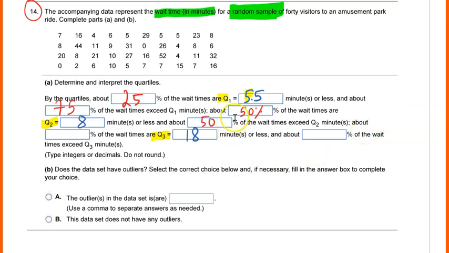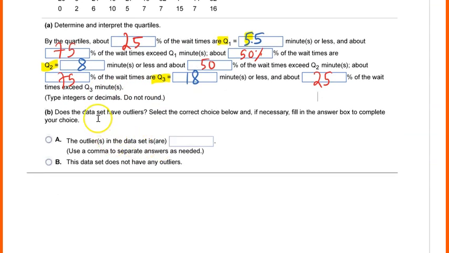You already have a percentage on the back of the box. About 75% of the wait times are Q3, or 18 minutes or less, and about 25% of the wait times exceed Q3 minutes. Okay, that's the answer. Now the next question is, does the data set have outliers?